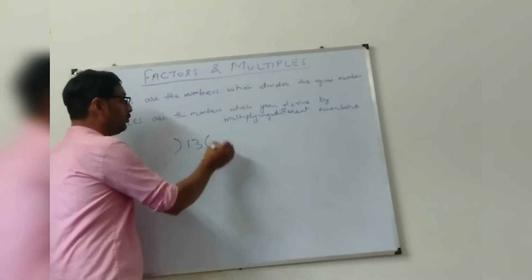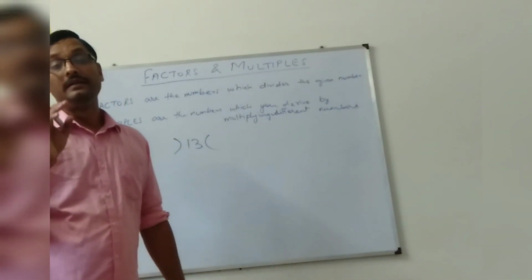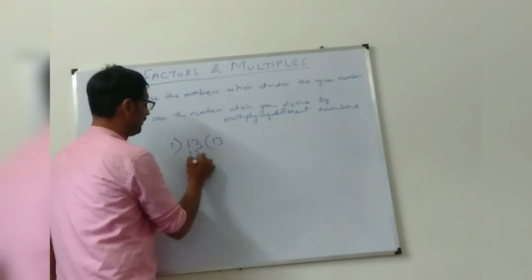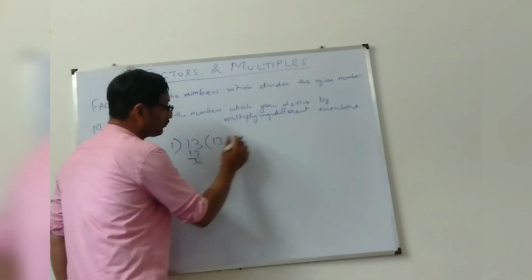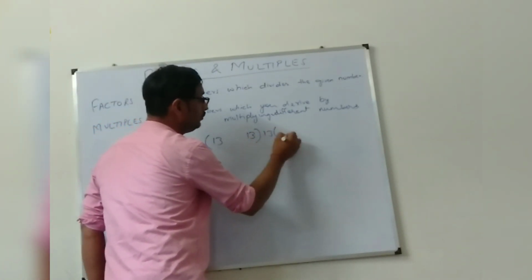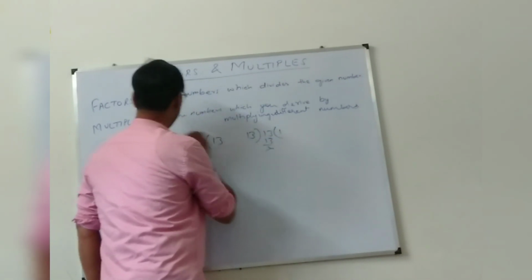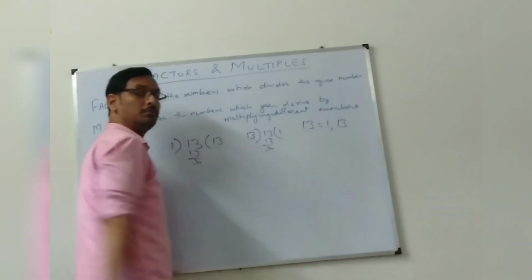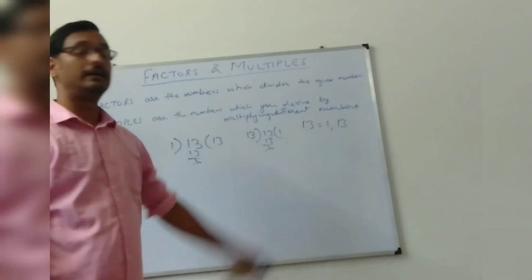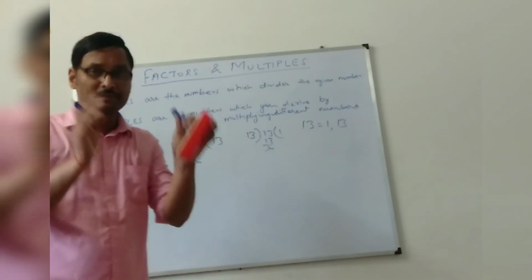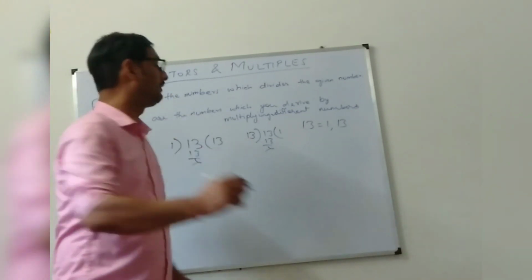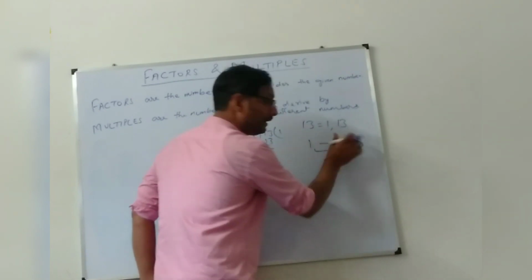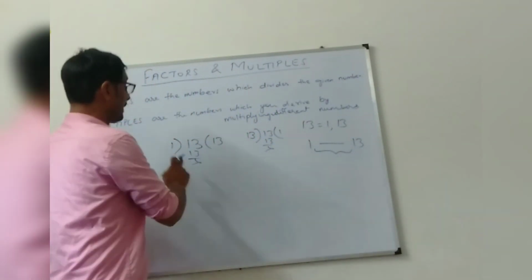First, what you need to do? You have to divide it by 1. Whatever quotient has come, with that you need to divide. So 13, the first two factors you have got are 1 and 13. Now a border has been set up in between 1 and 13. In between 1 and 13 you would get the answer.